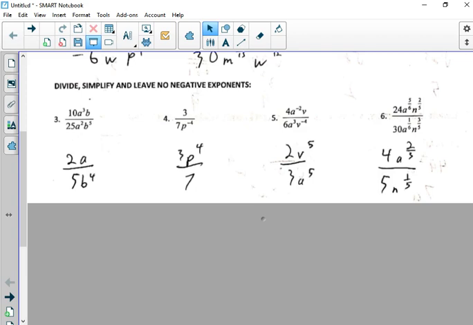Now the A's, the A on top, the negative ones, have to move downstairs. So that gives me 5 on the bottom. The B's, I move the 4 on the bottom upstairs and gives me 5 on the top. 6, 24, and 30 are both reduced by 6. So that's 4/5.